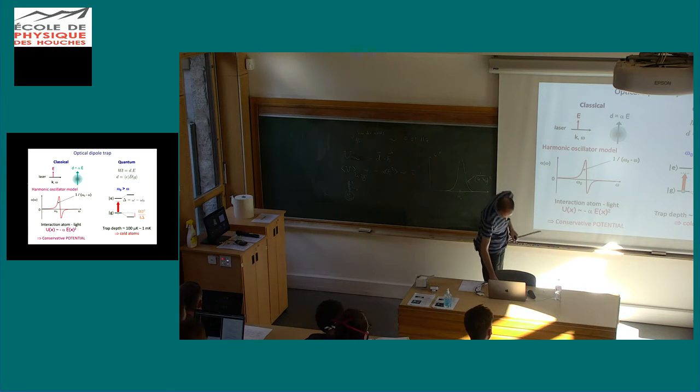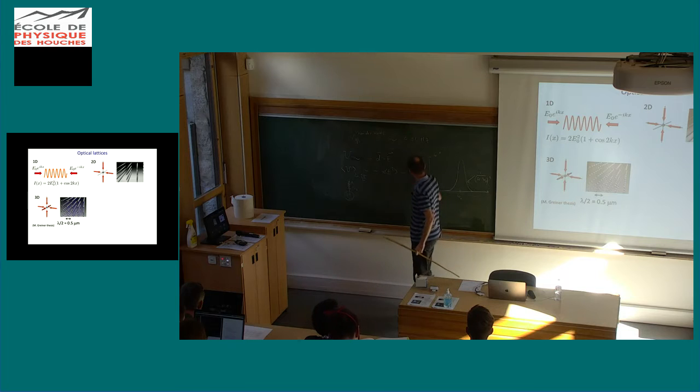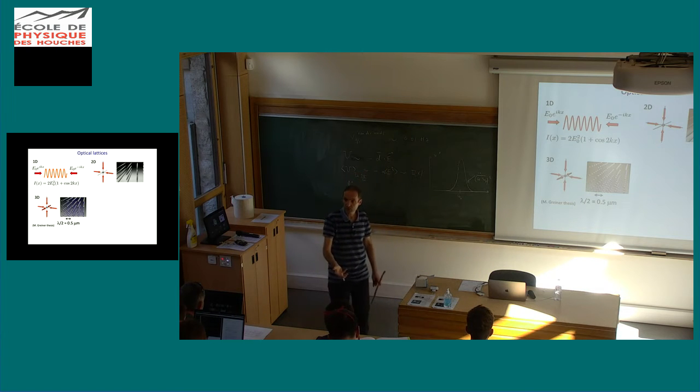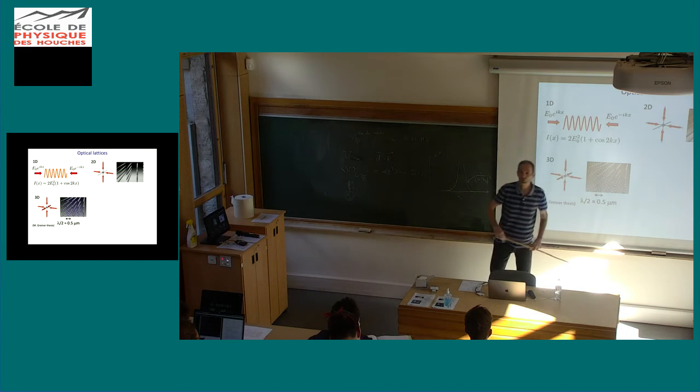All right. So now, as I said, we need to shape E square so that we have a place where the atoms are going to be attracted, because this is the place where the intensity is the highest. There are essentially two ways of doing that. The first one is to create what is called an optical lattice.